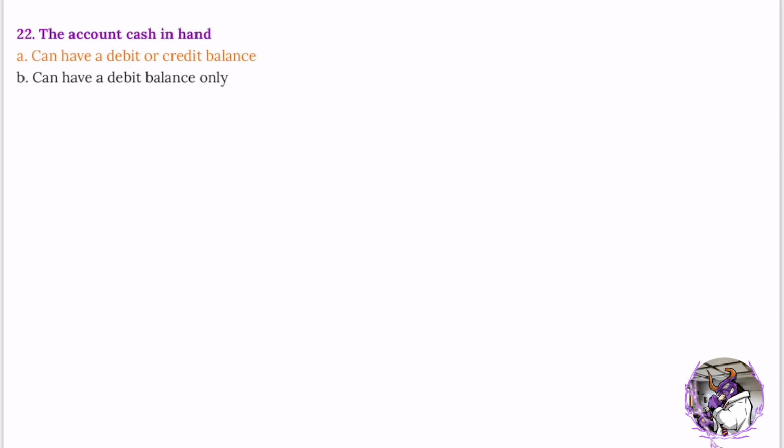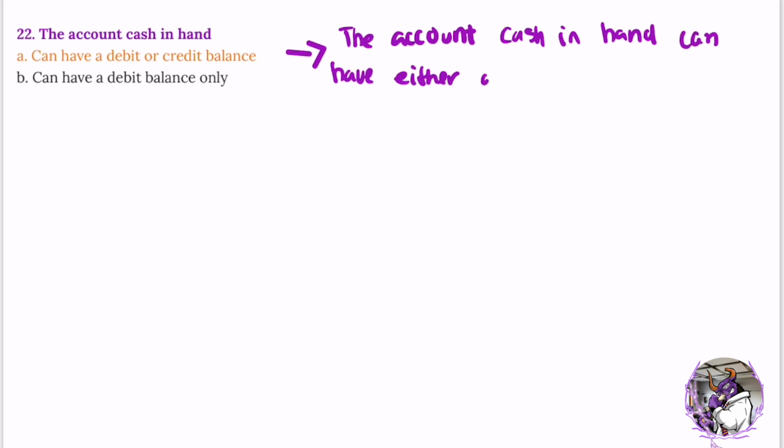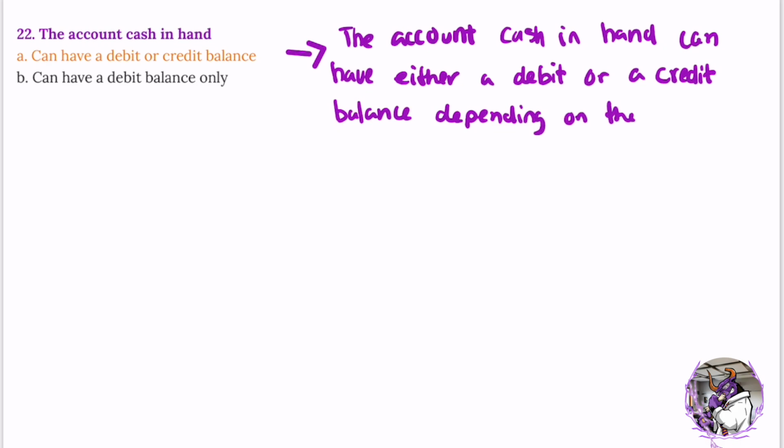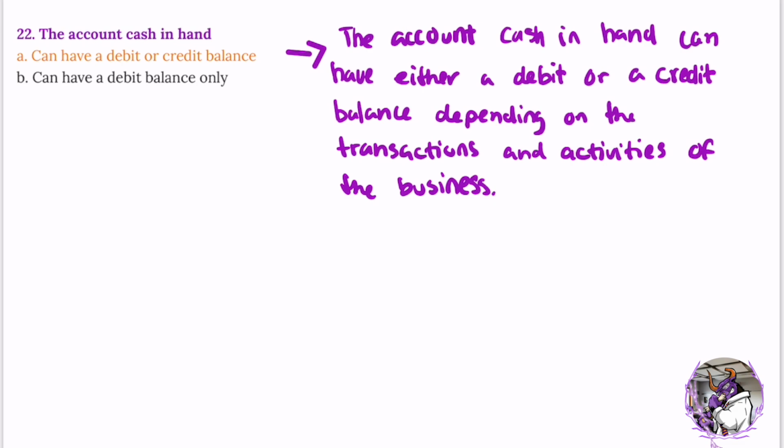Question 22. The account cash in hand, the correct answer is going to be A. It can have a debit or credit balance, because the account cash in hand can have either a debit or a credit balance depending on the transactions and activities of the business.